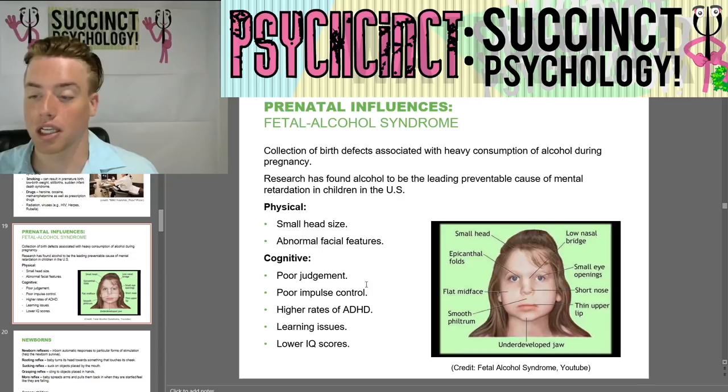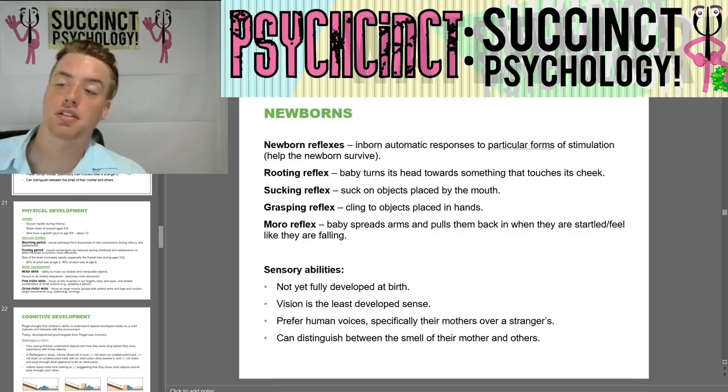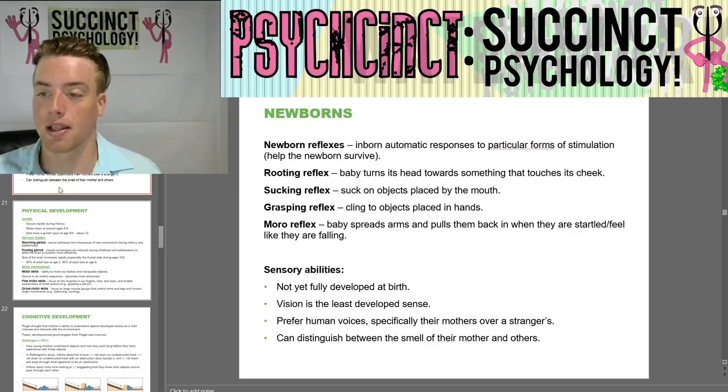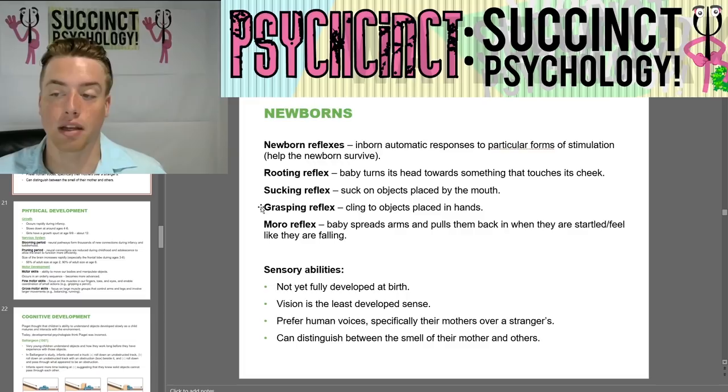So, newborns. Newborn reflexes include our inborn automatic responses to particular forms of stimulation, and they help the newborn survive. Now, a rooting reflex is when the baby turns its head towards something that touches its cheek. So if you ever touch a baby's cheek, it'll turn its head towards that. Sucking reflex is when they suck on objects placed in the mouth. Grasping reflex, they cling to objects placed in their hands, and Moro reflex, the baby spreads arms and pulls them back in when they are startled or feel like they are falling.